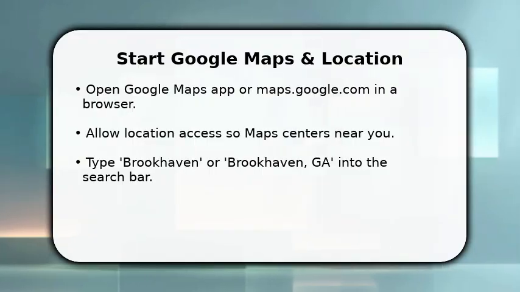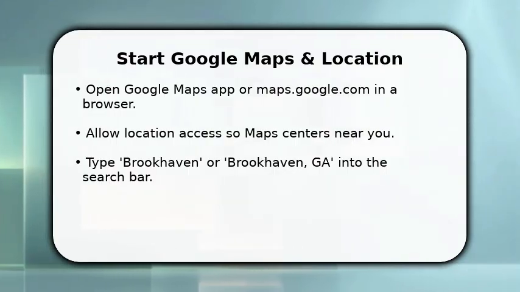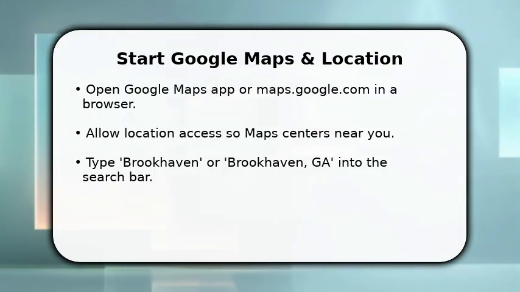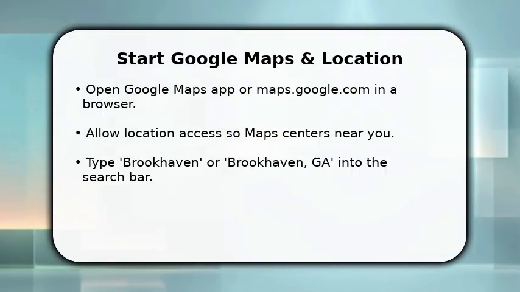You open Google Maps now and let it access your device location. This helps narrow results quickly. Once Maps is active, tap the search bar and type Brookhaven. If you mean a specific state, add the state, for example, Brookhaven, Georgia. Make sure to choose the keyboard entry that matches your intent. This avoids results for other places named Brookhaven.